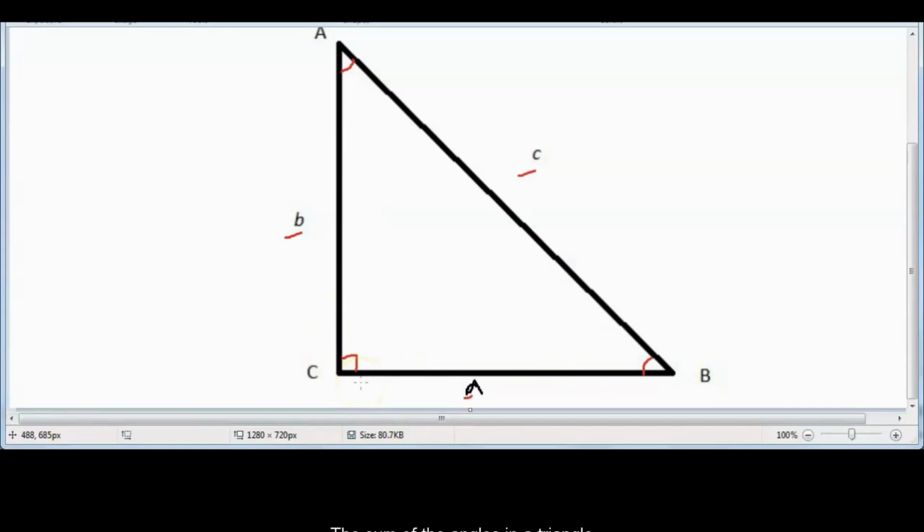The sum of the angles in the triangle is 180 degrees. In other words, we can say that A plus B plus C is equal to 180 degrees.